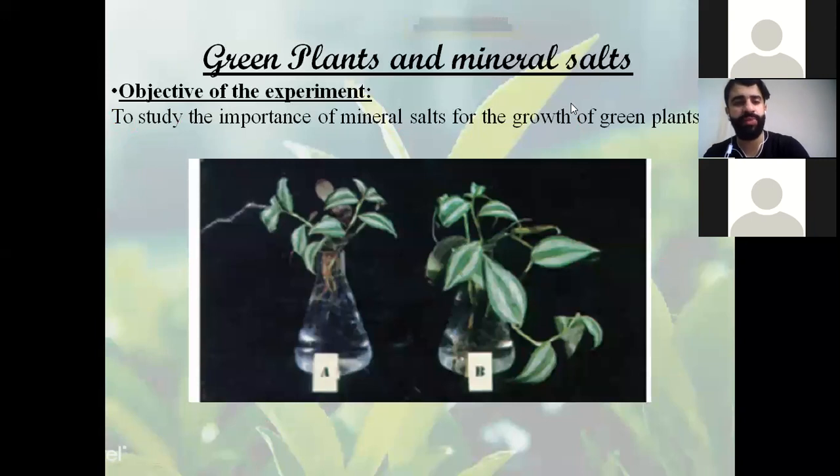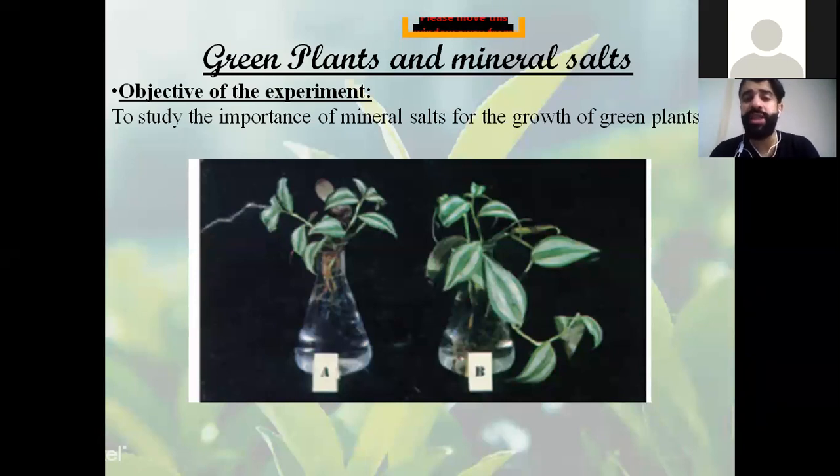Moving to the second experiment. The second experiment is about the green plants and mineral salts. Here I want new hands, other than Hassan, other than Mia. The objective of the experiment is to study the importance of mineral salts for the growth of the green plants.